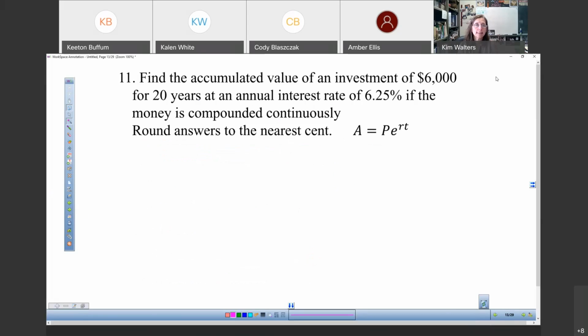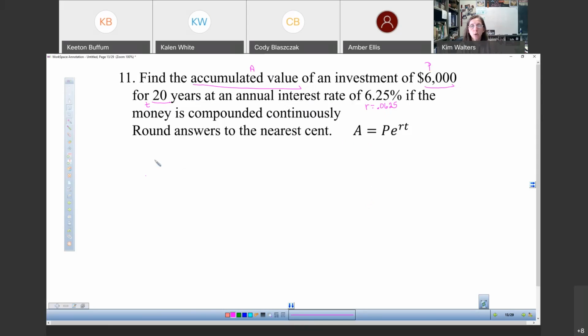So the problem says, find the accumulated value of an investment of $6,000. So we're looking for A. Here's our A that we're looking for. Here is our amount, our principal. Time is 20 years. Interest rate is going to be 0.0625. Yep, 4 decimal places. I don't care how many are there. And here is our formula. Round to the nearest cent. That means 2 decimal places.